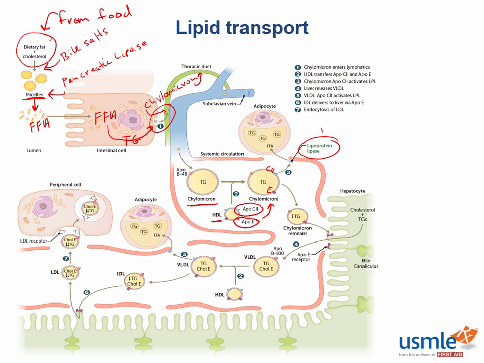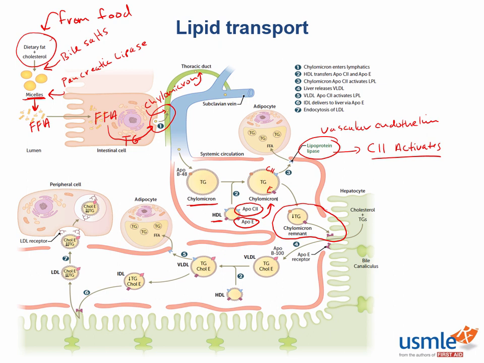Now once HDL transfers ApoC2 and ApoE to the chylomicron, ApoC2 will activate lipoprotein lipase. Now lipoprotein lipase is found on the vascular endothelium of adipose as well as muscle tissue, and it catalyzes the same reaction as pancreatic lipase in the gut. Here, the lipoprotein lipase will degrade triglycerides found within the chylomicron into free fatty acids, and then it will incorporate these into the local cells. Now after this, the chylomicron becomes a chylomicron remnant, and this is taken up by liver hepatocytes via the ApoE receptor, as you can see here.